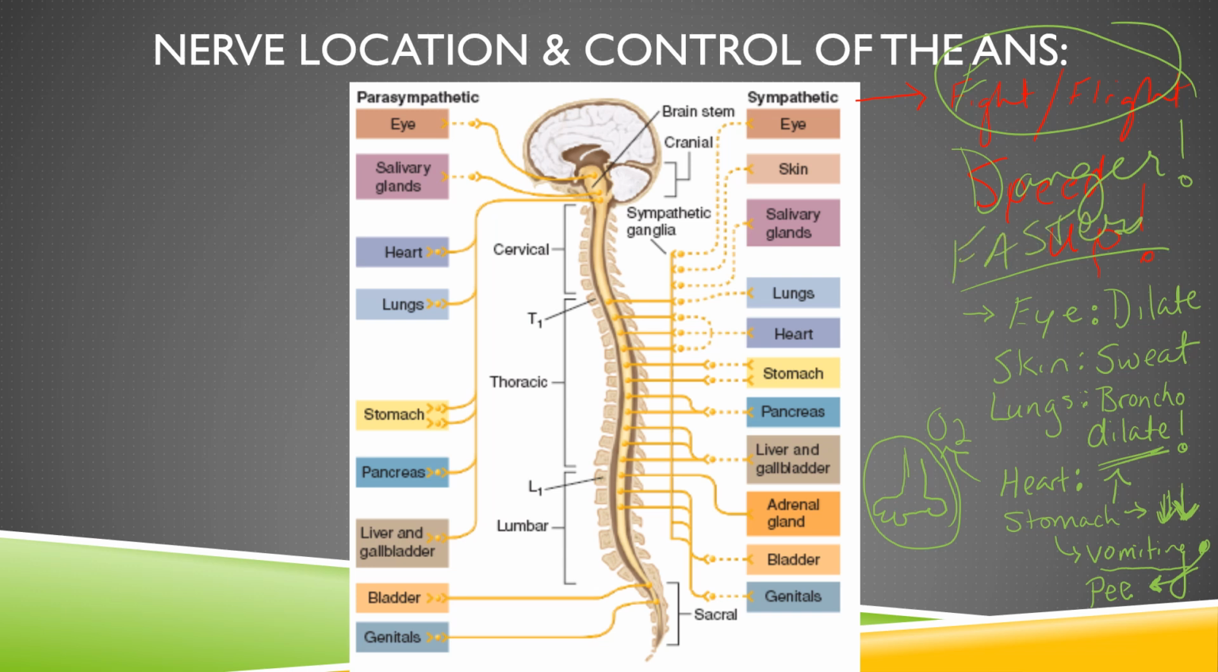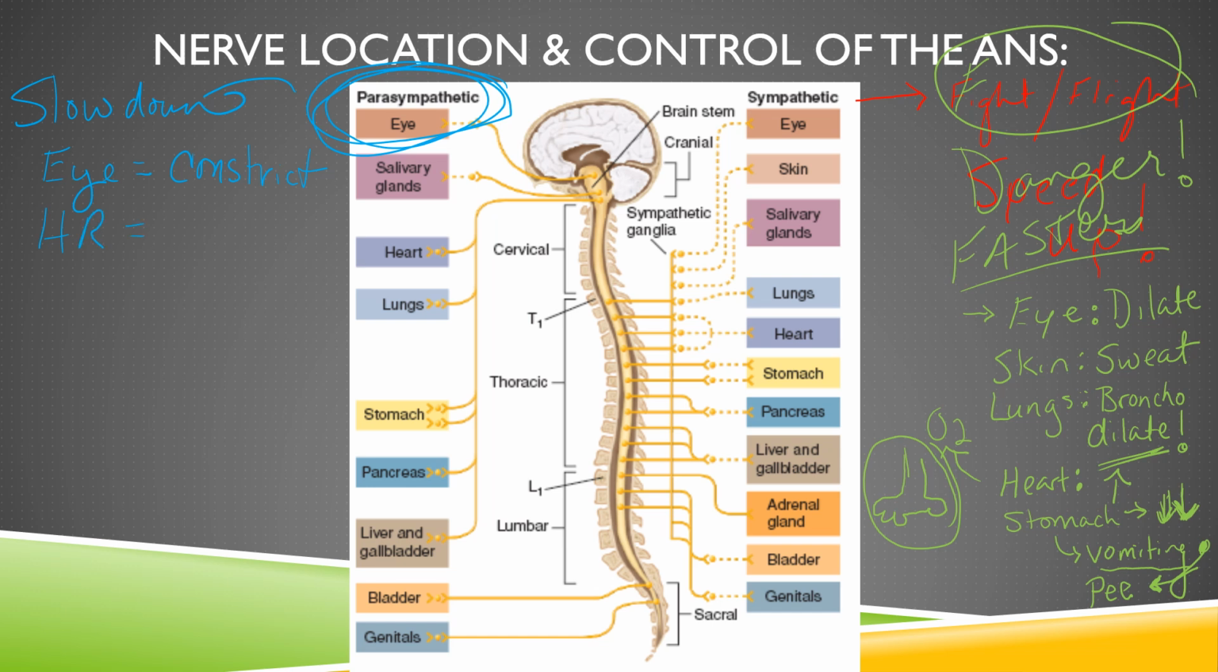On the flip side to this, let's look over here. If you're dealing with your parasympathetic nervous system, this is part of your feed or breathe. So in this case, everything starts to slow down. And if it slows down, your eyes will do what? What are your eyes going to do? They're not going to dilate anymore. They're going to become more constricted. So they will constrict.